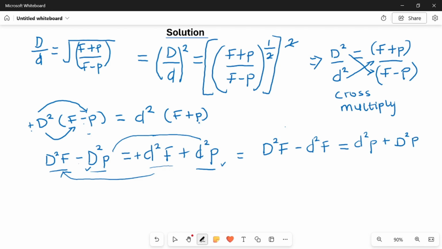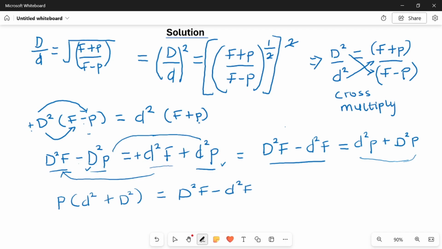So the next thing we'll do is to factorize P out of this, because it says we should make P here the subject of the formula. So if we factorize, we'll have that, let's bring it to this other side, P is into D square plus D square. Then we write this to have that equals to D square F minus D square F.